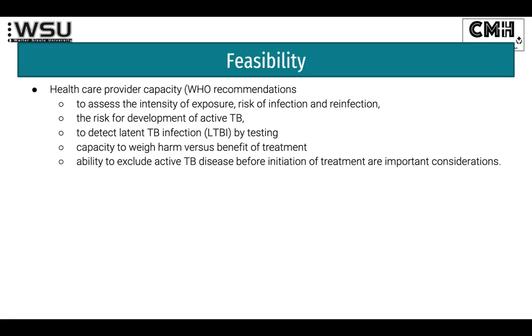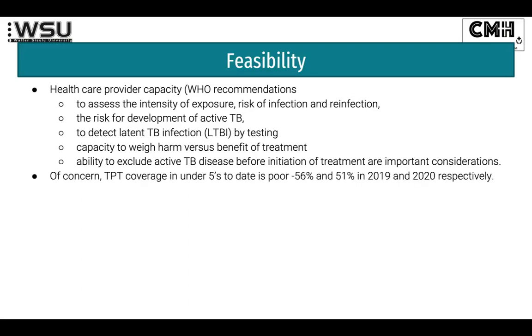That's not relevant for this guideline though. Being able to weigh harm versus benefit of treatment, so being able to figure out who you defer and who you don't, being able to exclude active TB disease. So you need competent nurses on the ground. We certainly have competent nurses on the ground. They're able to do this job, but we have limited resources in terms of the number of nurses to do this. The other concern that they highlighted is that the under 5s, at the moment, the contact tracing.